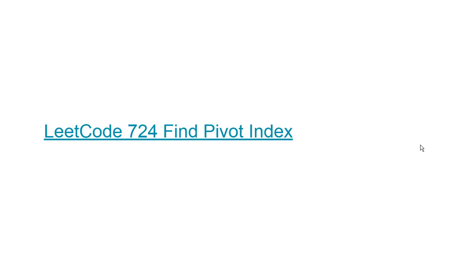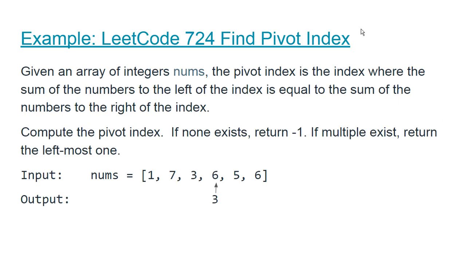Now let's look at the second example problem in topic 1. This is a LeetCode problem called Find the Pivot Index. Again, we are given an array of integers, and the pivot index is defined as the index where the sum of the numbers to the left of that index is equal to the sum of the numbers to the right of the index. So let's look at this sample.